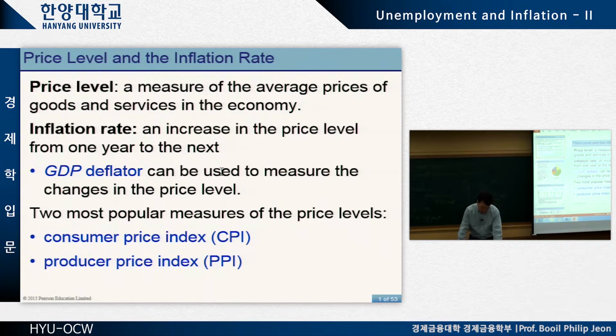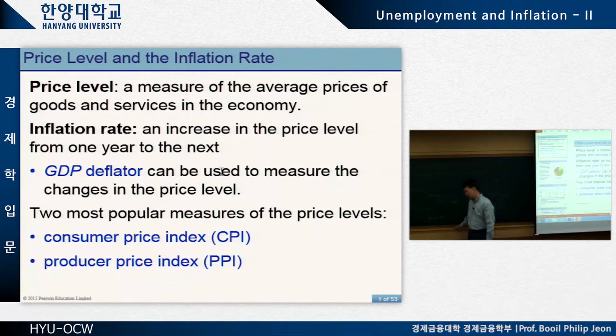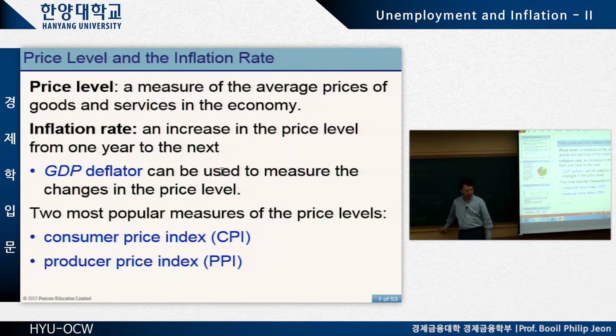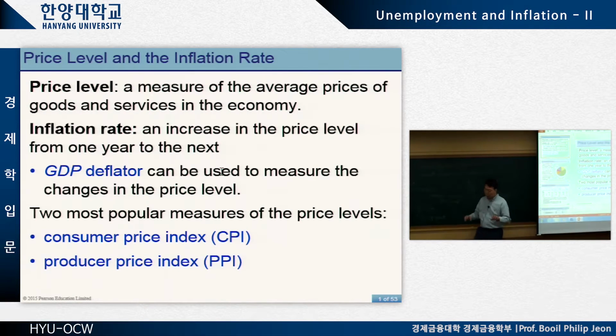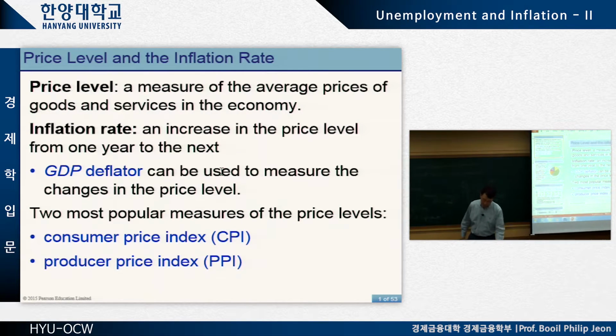Well, we talked about GDP deflator in the previous chapter. Remember, what's the GDP deflator? It's the ratio between nominal GDP and real GDP. So using the GDP deflator, we could find out about the price level. And then by comparing two GDP deflators, we can calculate the inflation rate, or how much change there was in the price level between 2 years.